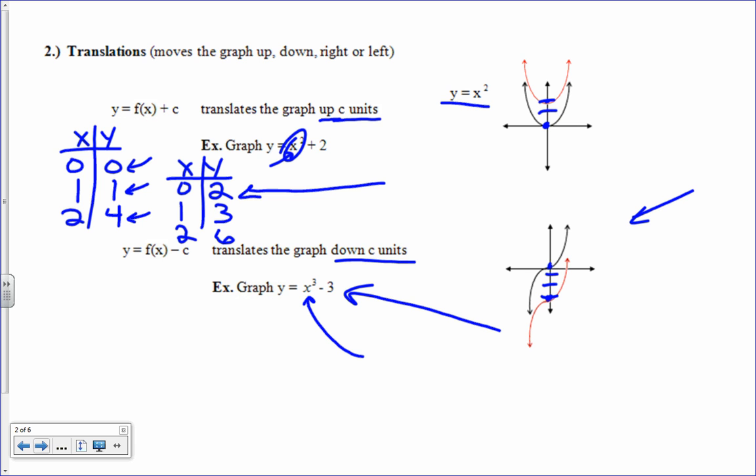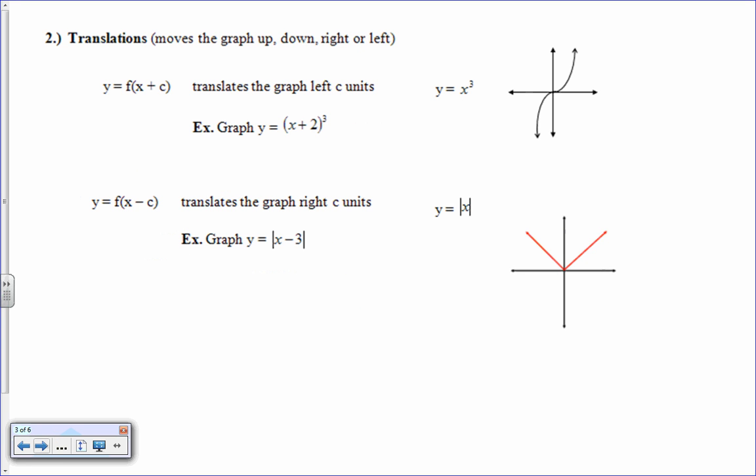Here's normally where some confusion may begin. That's if I have to move it left or right. Okay. Do you notice where the c has moved now? C is now inside the function, correct? Whenever in math you see something inside parentheses to some power like this, it's always going to be the opposite of what you think. Okay?